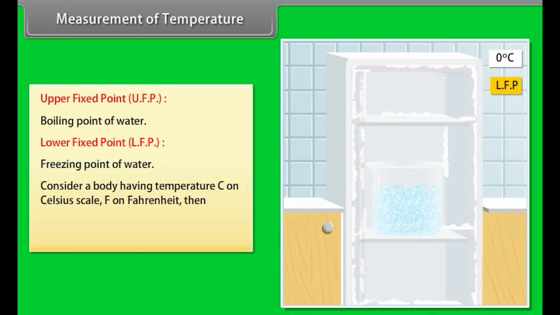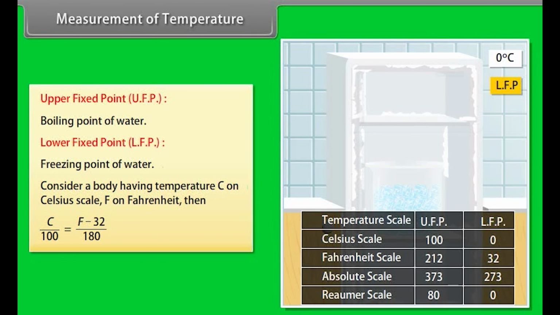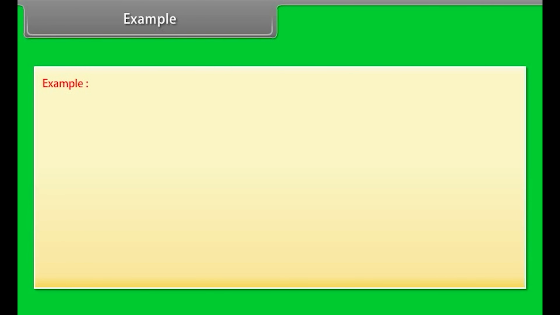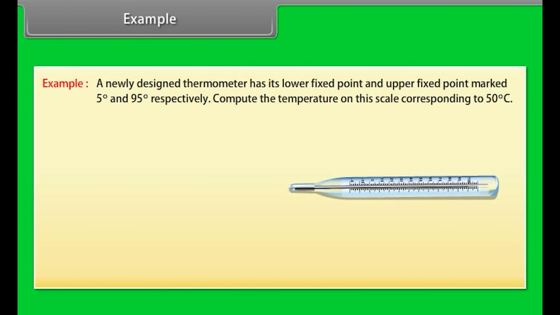Consider a body having temperature C on Celsius scale and F on Fahrenheit scale. Then C upon 100 is equal to F minus 32 upon 180. Example. Let's take an example on measurement of temperature. A newly designed thermometer has its lower fixed point and upper fixed point marked 5 degrees and 95 degrees respectively. Compute the temperature on this scale corresponding to 50 degrees Celsius.